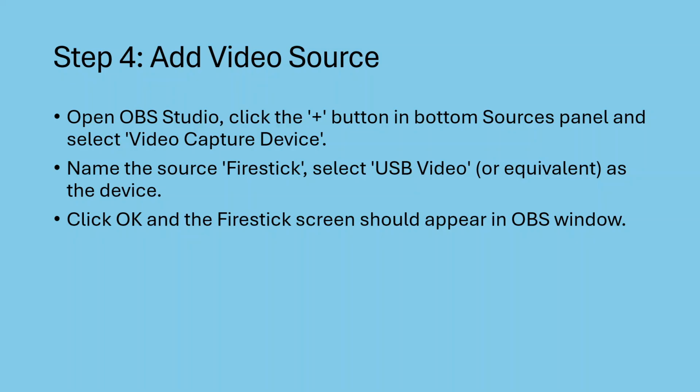Step 4. Add video source. Open OBS Studio, then click the plus button in bottom sources panel and select video capture device. Name the source Firestick, then select USB video or an equivalent as the device. Click OK and the Firestick screen should appear in the OBS window.